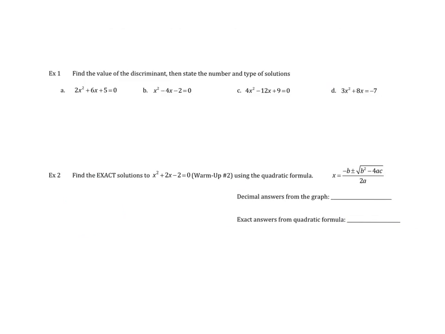Okay, so the first example says find the value of the discriminant. When I read that, again, the discriminant is defined as b squared minus 4ac. It's part of the quadratic formula, and we're always going to calculate this first. That's why today is focusing on this one calculation. Then we're going to state the number, 0, 1, or 2, and type of solution.